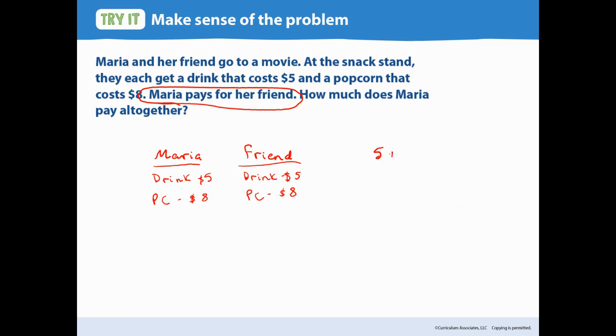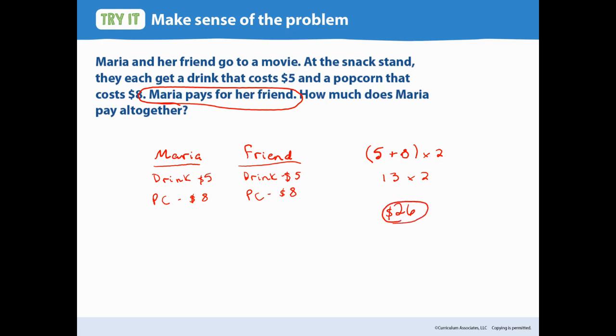We know that each friend is 5 plus 8, right? And we go back to our order of operations. We know that parentheses is number 1. And then we know there's 2 of them, so we just multiply it by 2. So with our order of operations, parentheses comes first. So 5 plus 8 is 13. So each friend is 13, and times 2. So 13 times 2 is $26. Maria ends up paying $26.